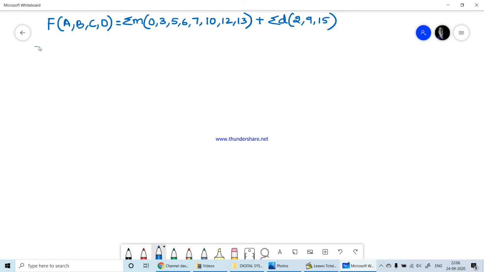Now we'll go directly to step 1 because I have already explained the steps involved in the previous problem. So step 1 is what? Writing the binary sequence. In this question we have one more thing which I need to tell you, that we have a don't care condition which needs to be considered.